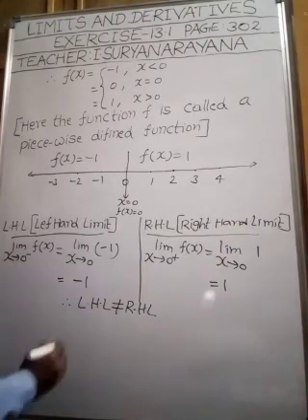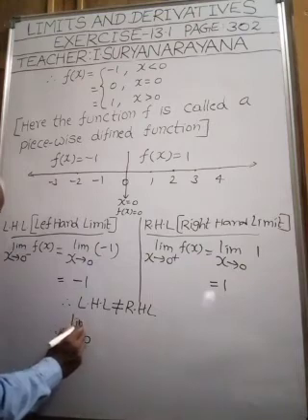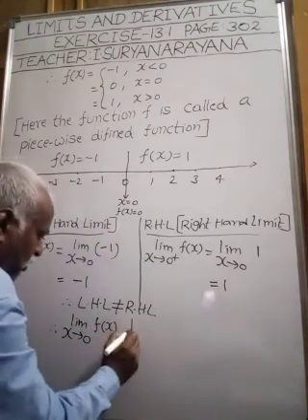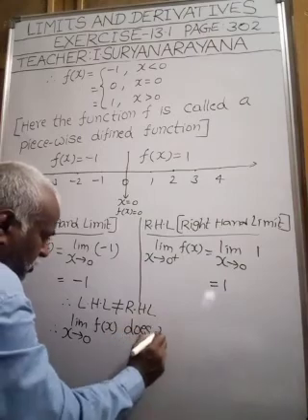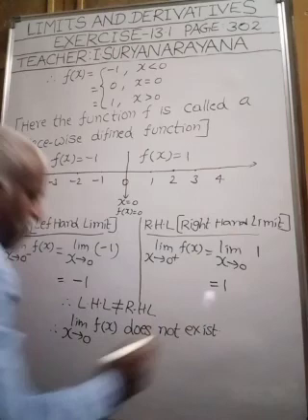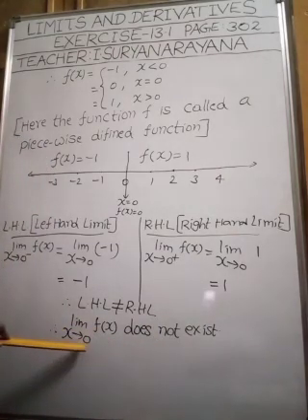Therefore, as x tends to 0, limit of f of x, what do you say? Does not exist. We say that the limit of f of x as x is approaching 0 does not exist. Understood this question, my children?